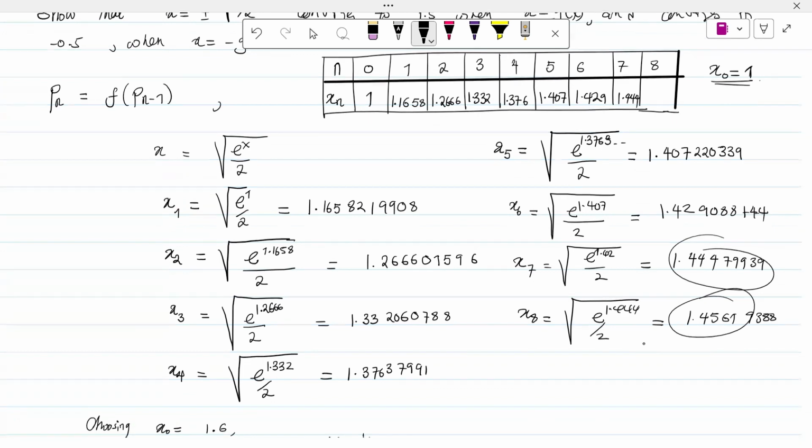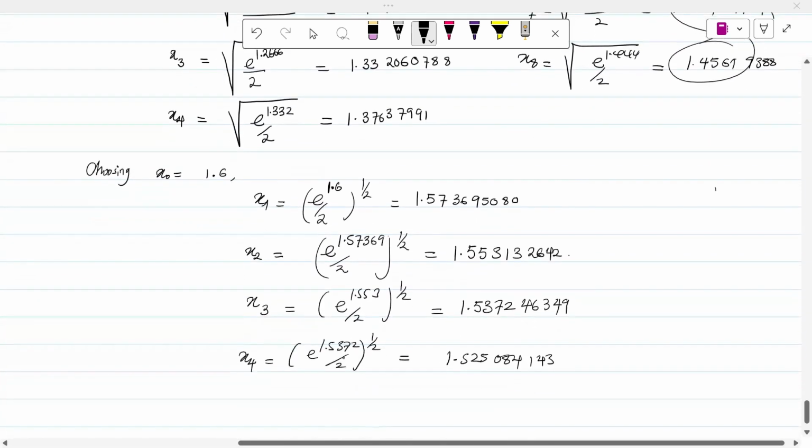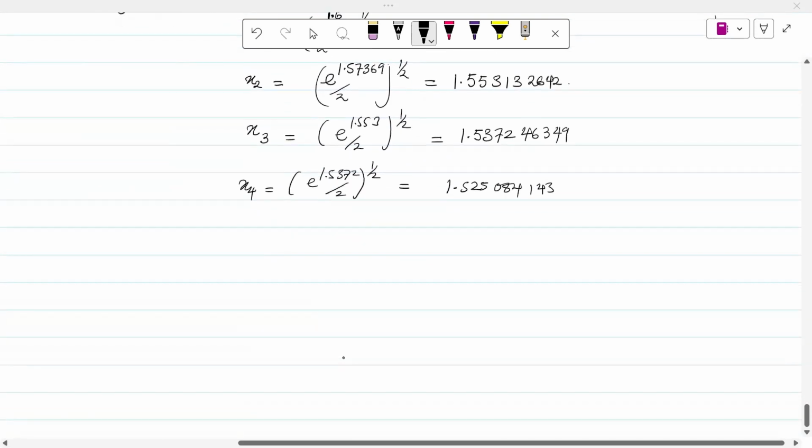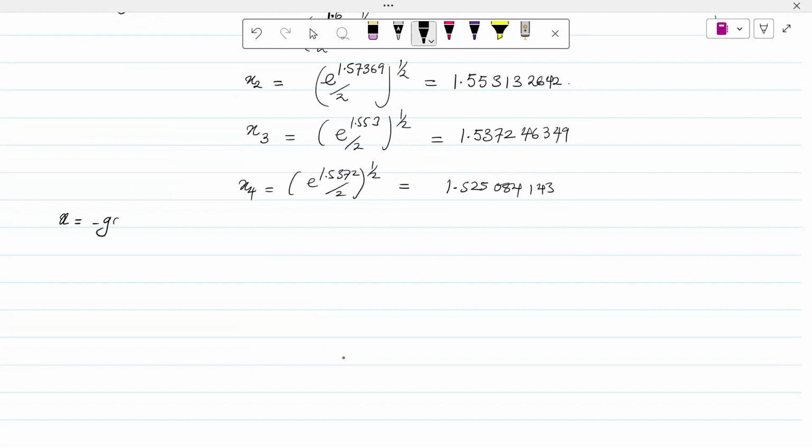Yes, sir. Okay, now we also have to check the other condition. We have to show that when we use x equals negative g of x, we are actually approaching what? x equals what? 1.5, right? No, sorry, negative 0.5. Let's see if we actually converge to negative 0.5.